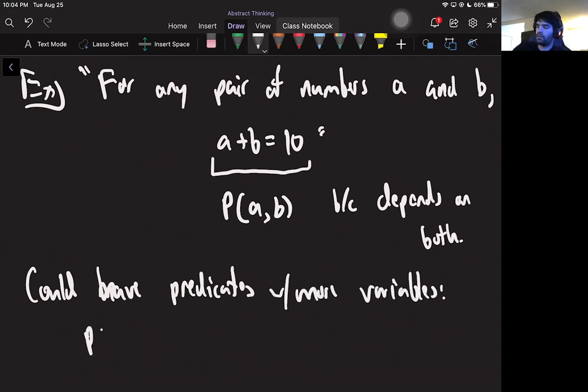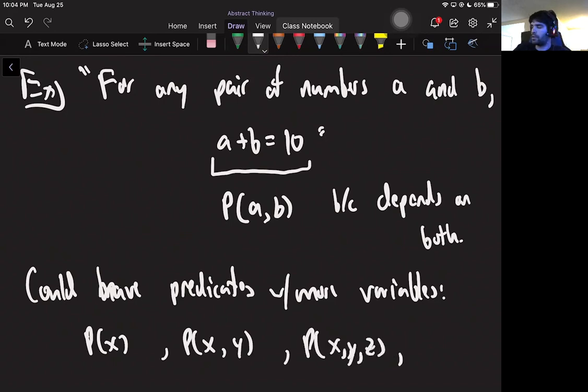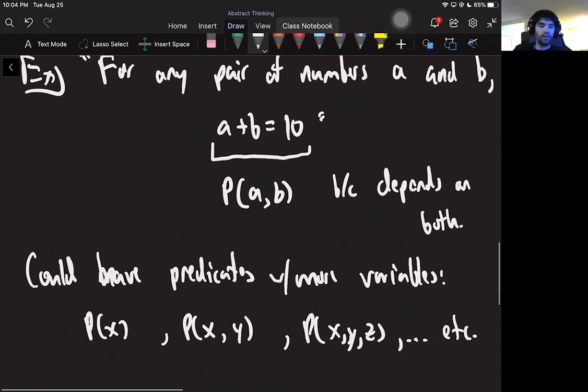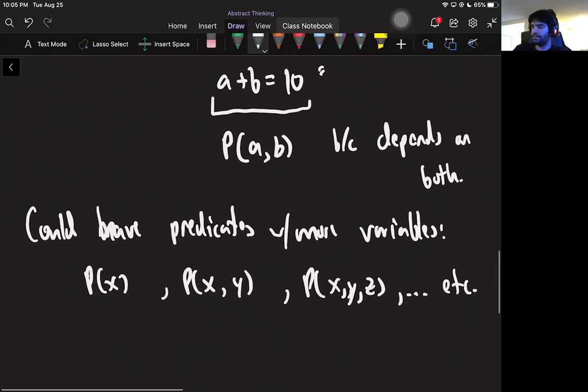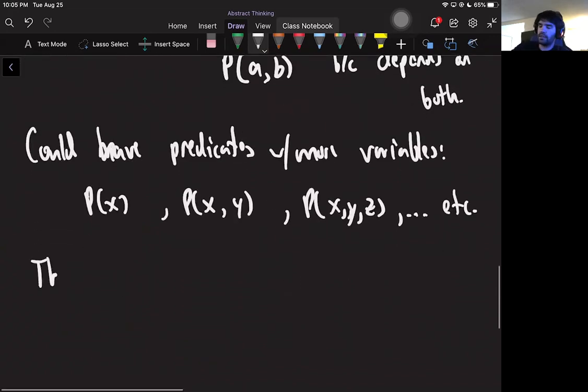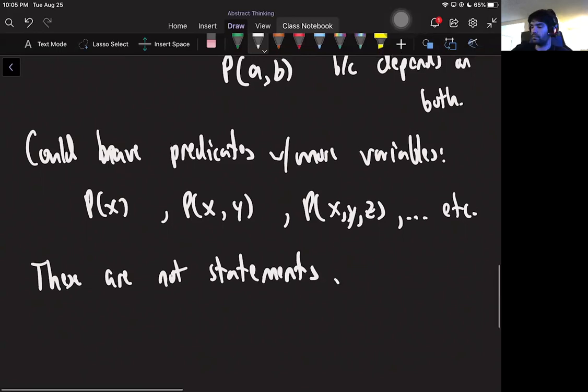So it doesn't have to stop at 1 or 2 or 3. As many variables as you can think of, you can have in your predicate. Okay. So then, again, these are not statements, they're predicates, but they form a big part of statements. They help you build statements.